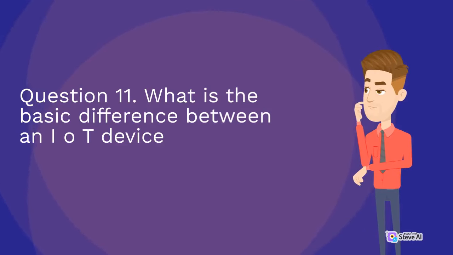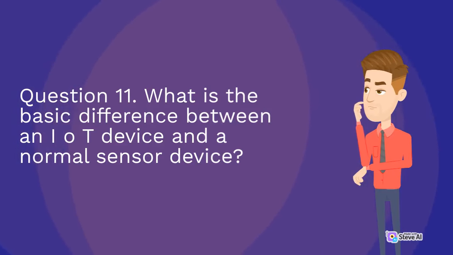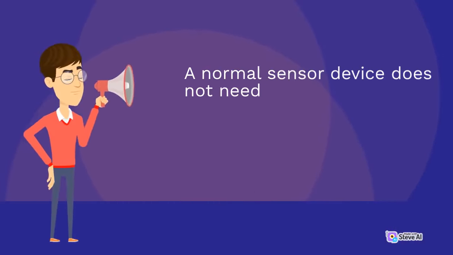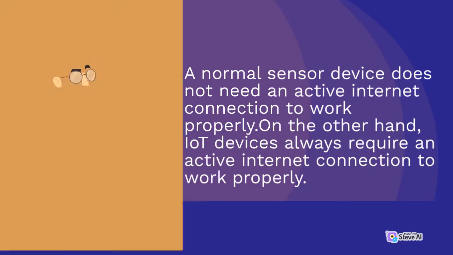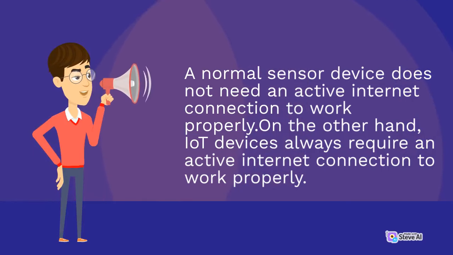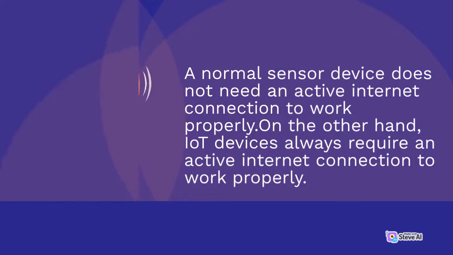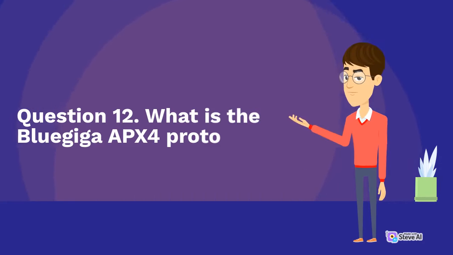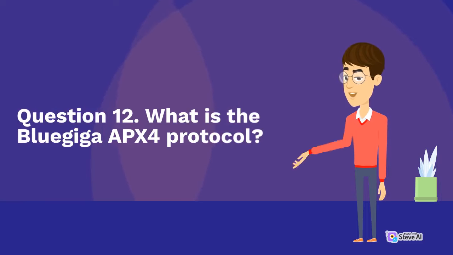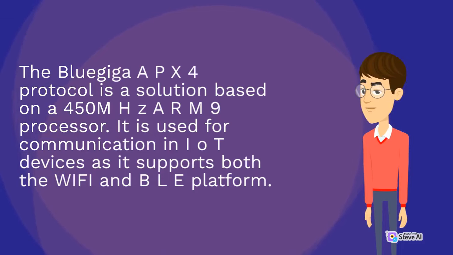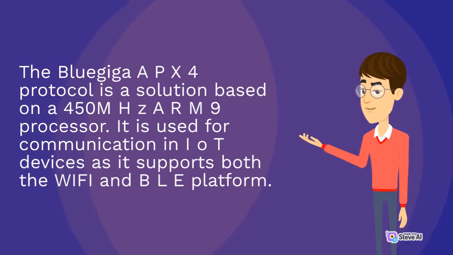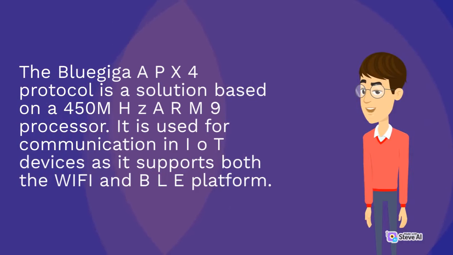Question 11. What is the basic difference between an IoT device and a normal sensor device? A normal sensor device does not need an active internet connection to work properly. On the other hand, IoT devices always require an active internet connection to work properly. Question 12. What is the BlueGiga APX4 protocol? The BlueGiga APX4 protocol is a solution based on a 450 meters high Z8IN9 processor. It is used for communication in IoT devices as it supports both the Wi-Fi and the LE platform.